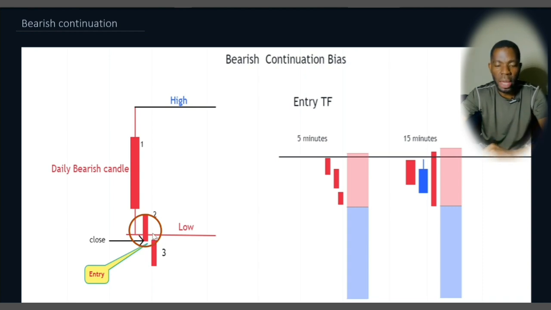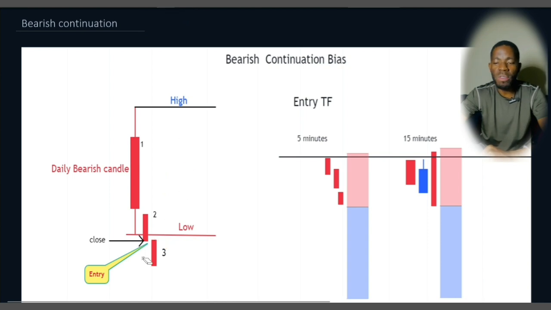So this would be our entry right here. Our entry would be at the beginning of the third candle, at the beginning of the third daily candle. Mark that, it has to be a daily candle. So when we see that daily third candle beginning bearish, we are going to place our sell position at the beginning of that candle. But we do not place it on a daily chart. We do not place our sells on a daily candle.